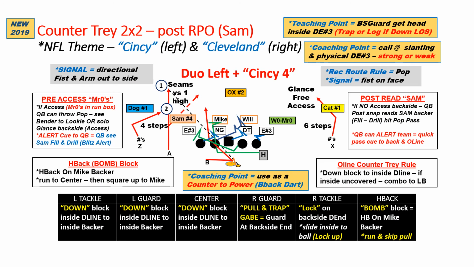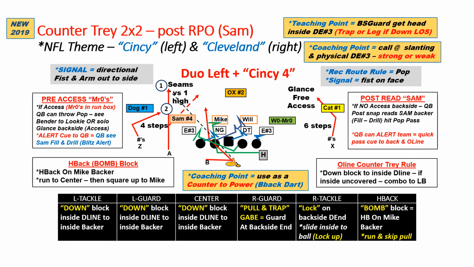Now, if you want to go ahead and use counter tray blocking, this is basically power with the H and the guard trading roles. The guard now is going to do what we call a flat pull and kick out or trap block that defensive end. And then the H does his bomb block following after the guard up to the Mike, same as he would with his counter blast. Again, dart action by the back, pop routes by the receivers, still reading the Sam key. Nice thing about this is it creates great blocking angles for your play side, left guard, left tackle, and center all blocking back.